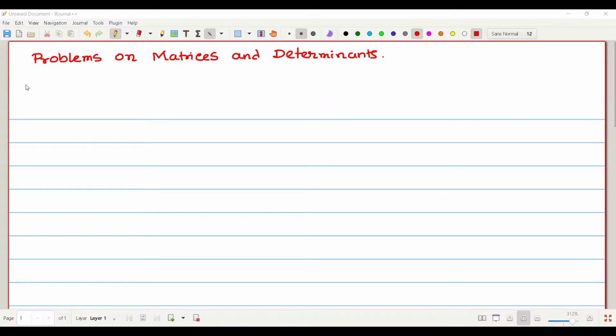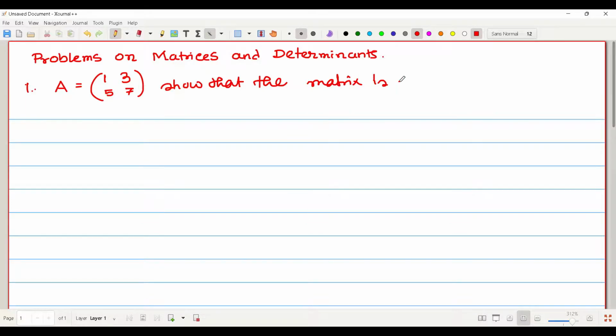The first problem is, if we have a matrix A equal to [1, 3; 5, 7], show that the matrix A is invertible. Now, the matrix A is invertible means the inverse exists, and also find A inverse.